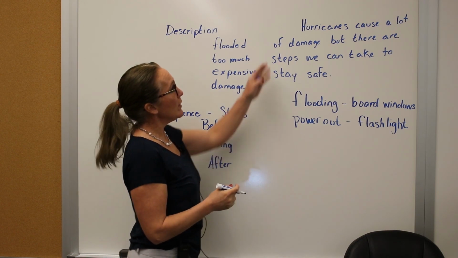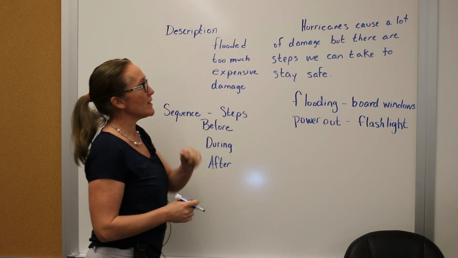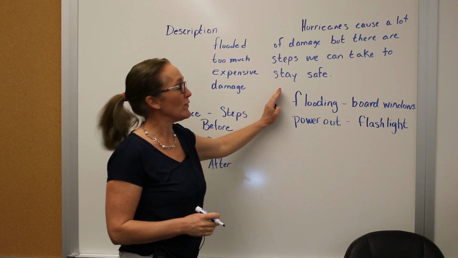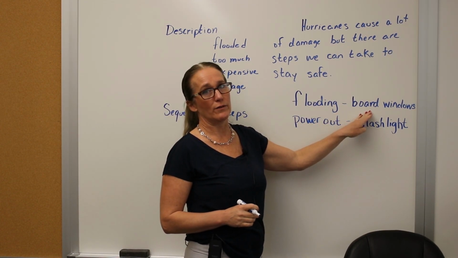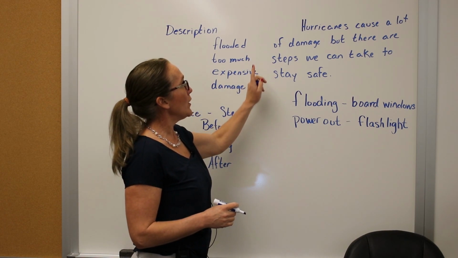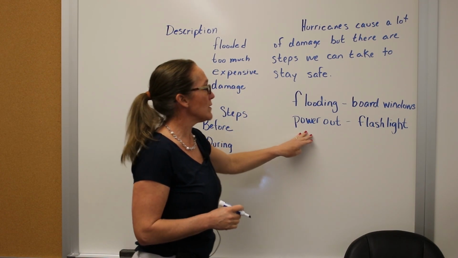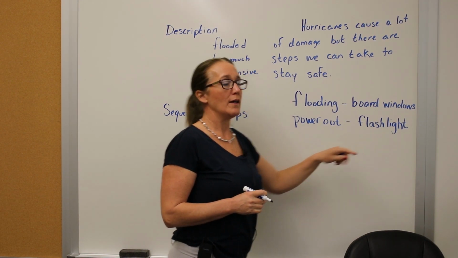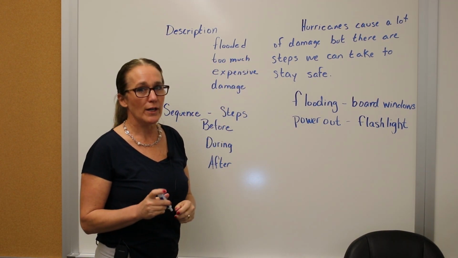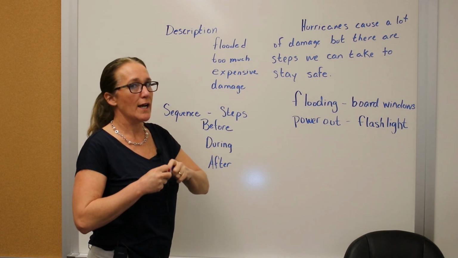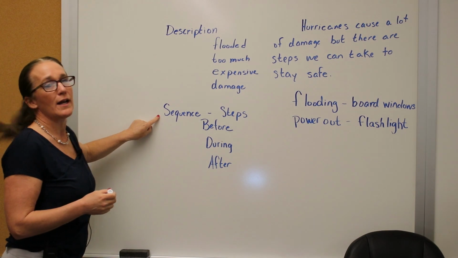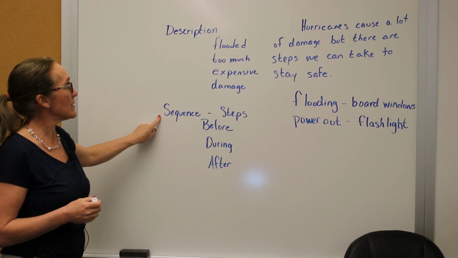Okay, so hurricanes cause a lot of damage, but there are steps we can take to stay safe. Hurricanes will cause flooding. It's important to board up our windows. Hurricanes may cause power to go out, so it's important to have tools such as flashlights available. That gives me a pretty good summary of the text I read, and it combines the two main ideas from that informational text.